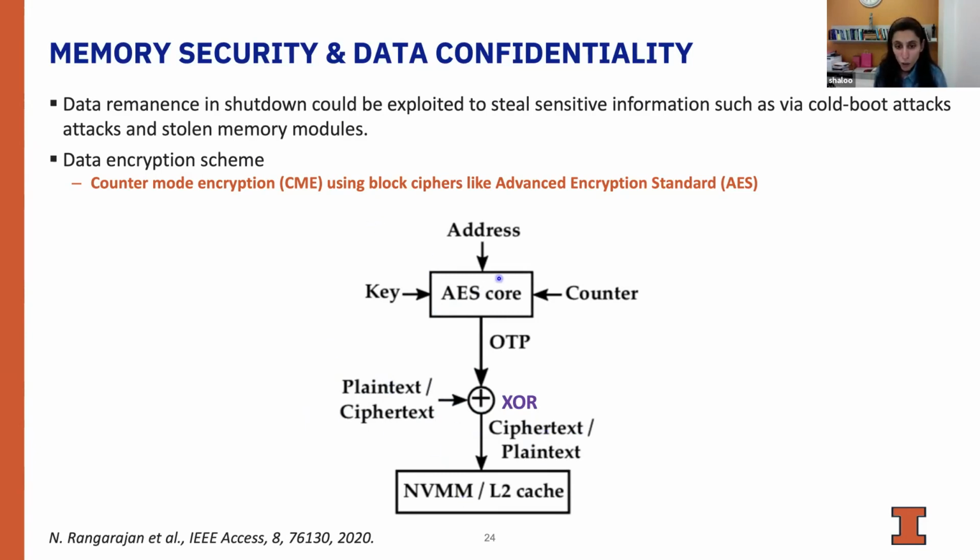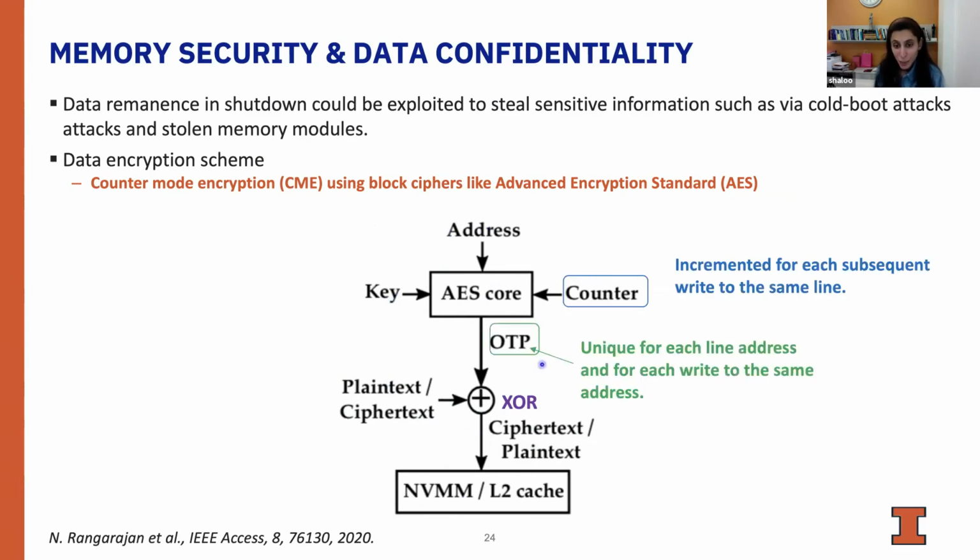So we have a core which is going to basically generate a one-time pad, and we have a secret key, we have a line address, and we have a counter. And then this one-time pad becomes unique for each line address and each write. And then what we do with this OTP is that we XOR it with the plain text to create the ciphertext and store it into this non-volatile memory. And throughout this, it's assumed that this key is inaccessible to the attacker, which is fine.